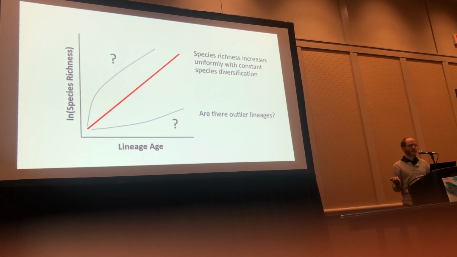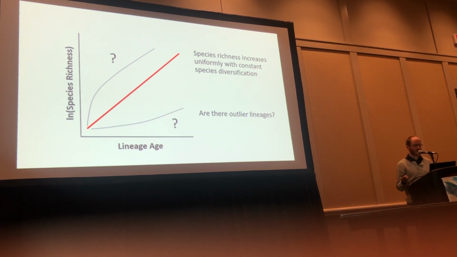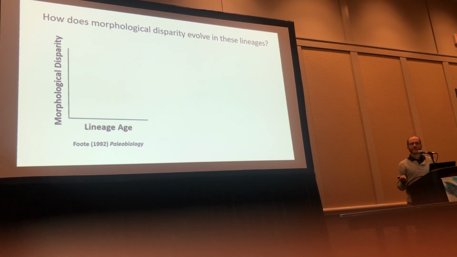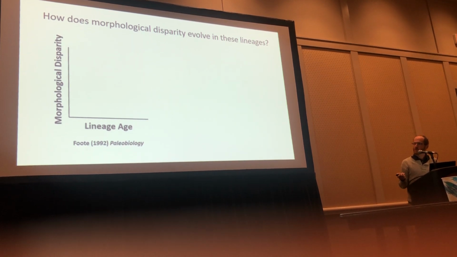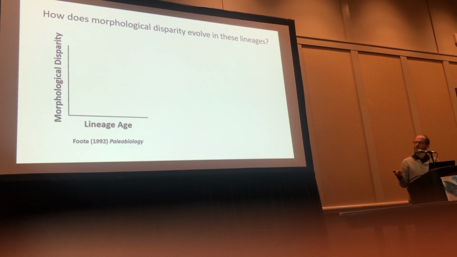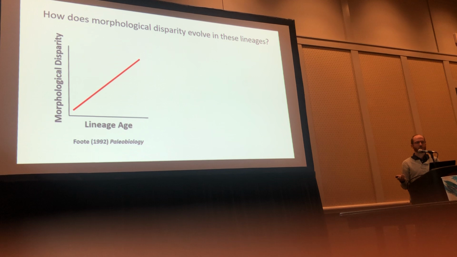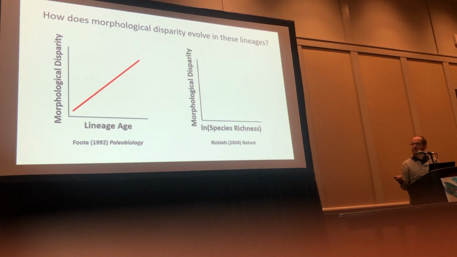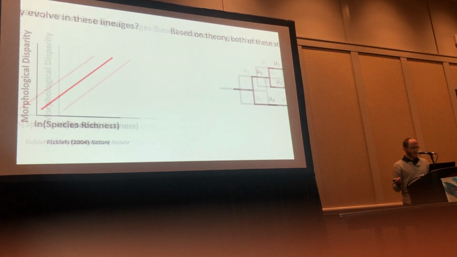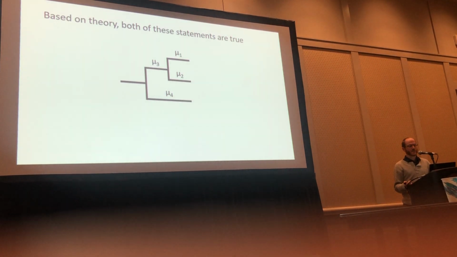And folks frequently look at the phenotypic traits, and in particular the morphological traits of these lineages, to perhaps dive into that question some more. And there have been various explanations and causative relationships proposed. So it's been proposed that morphological disparity within and among lineages accumulates as a function of that lineage's age. It's also been proposed that it increases as a function of the number of species in that lineage, right? But based on theory, we know that both of these statements should be true.